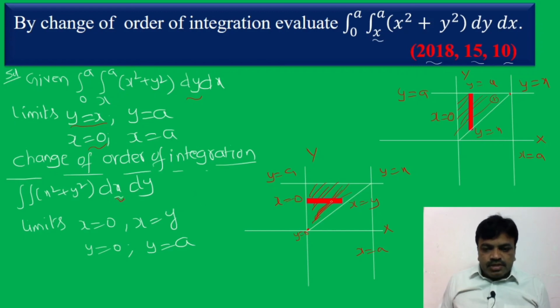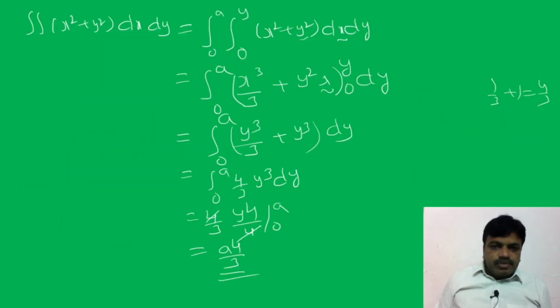So a horizontal strip. The same region will be covered by this strip also. Here x is equal to 0, x is equal to y, and y is equal to 0 to y is equal to a, friends. I simply substitute the limits here. First I integrate with respect to x, then we get this value, and then with respect to y, I substitute the lower and upper limits here, then we get this value.